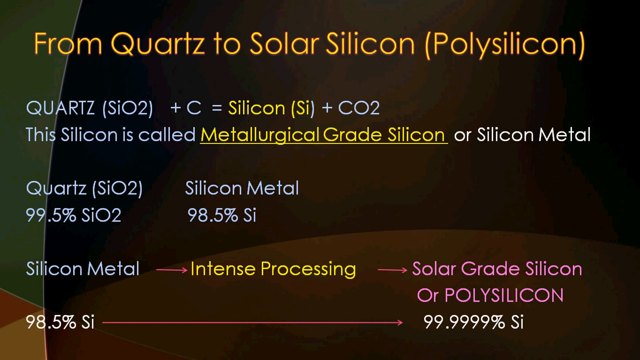So in the beginning, the purity of quartz was something like 99.5% silica. And when we produce silicon from silica, the purity of the metallurgical grade silicon at that stage was 98.5% Si. And this silicon metal, after intense processing, is converted into solar grade silicon, or we call it polysilicon. And the minimum purity of this polysilicon is 99.9999% silicon. You should remember that the efficiency of a solar cell depends on the purity of polysilicon.